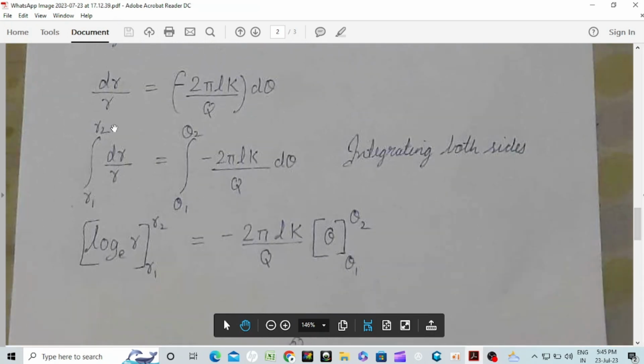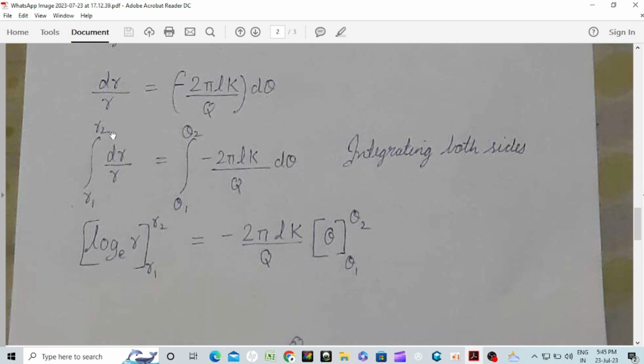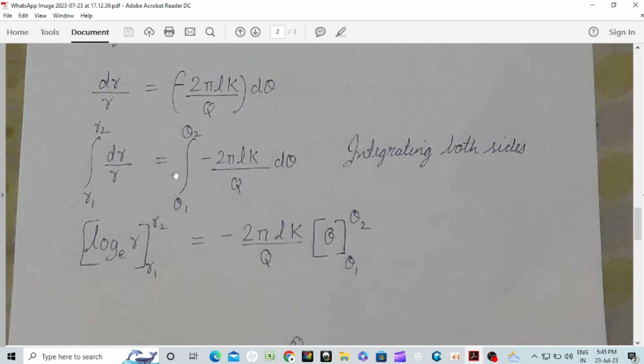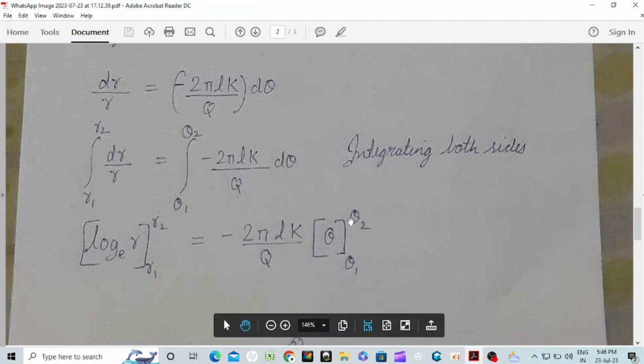Now this is of the form integral dx by x. Integral dx by x is log to the base e of x. So this can be written as log to the base e of r within the limits r1 to r2. And in the RHS we take out all the constants, and it becomes integral d theta. Integral d theta is theta within the limits theta 1 to theta 2. We have reached this equation.